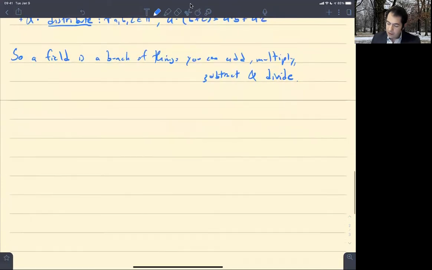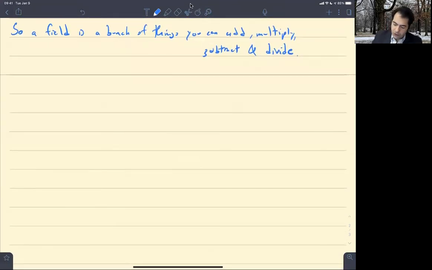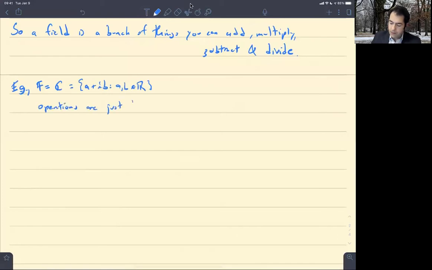Okay, so let's see some examples. So first, of course, the complex numbers, as we already mentioned. This would be all of the a plus ib such that a and b are both real numbers. And here the operations are just like for the real numbers, with the exception that i squared is equal to minus 1, right? So I expect you're all familiar with the complex numbers.